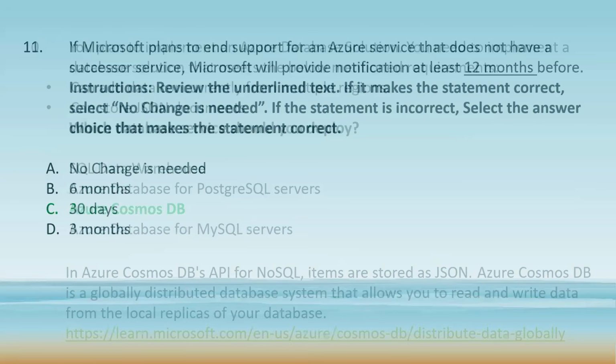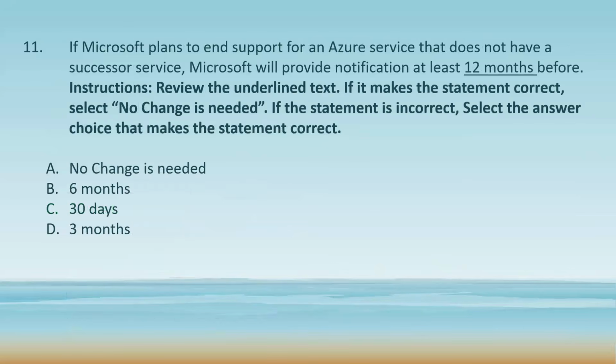Moving on to question 11. If Microsoft plans to end support for an Azure service that does not have a successor service, Microsoft will provide notification at least 12 months before. Now, the instructions are that you need to review the underlined text here. If it makes the statement correct, then you need to select no changes needed. If the statement is incorrect, select the answer choice that makes the statement correct. So your options are no changes needed, 6 months, 30 days, or 3 months.